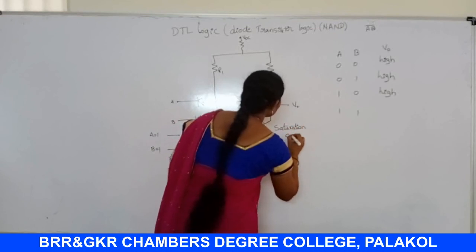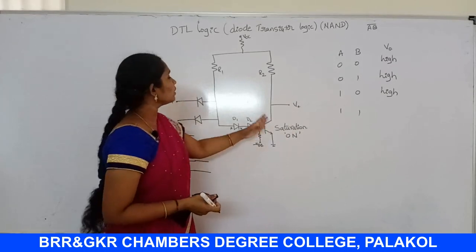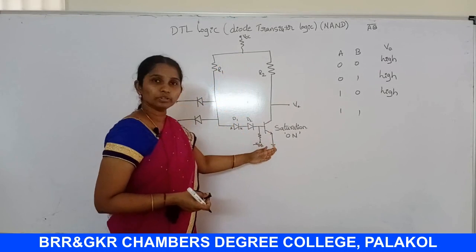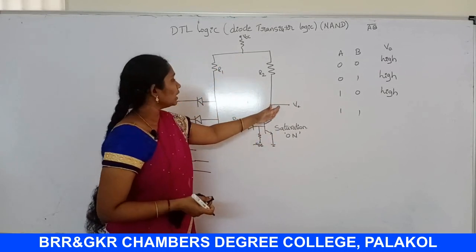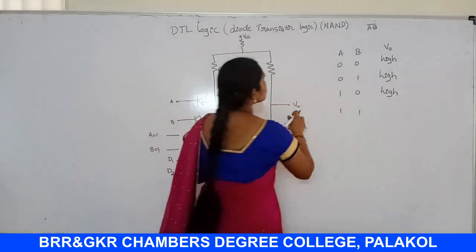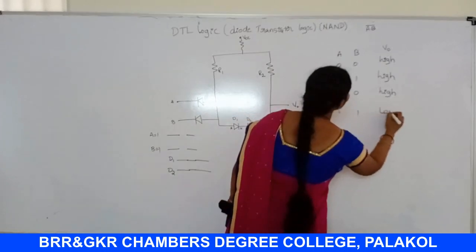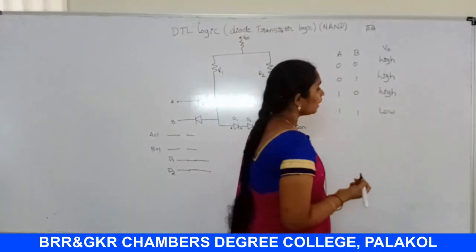Saturation region, that is, it is in the on state. Whenever the transistor is in the on state, the output voltage travels to ground. So finally the output is very low. So in this condition, the output is low.